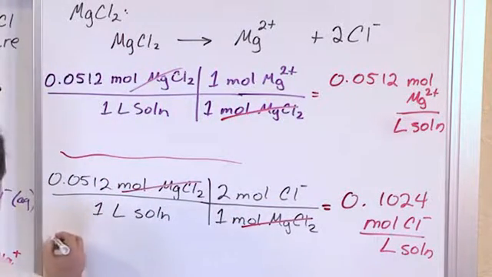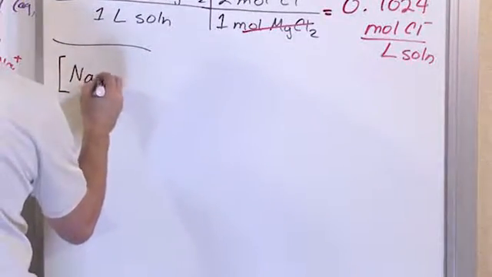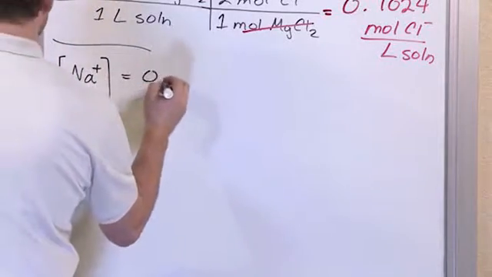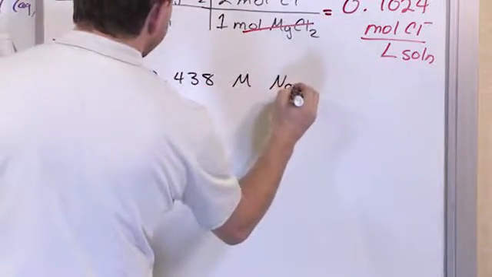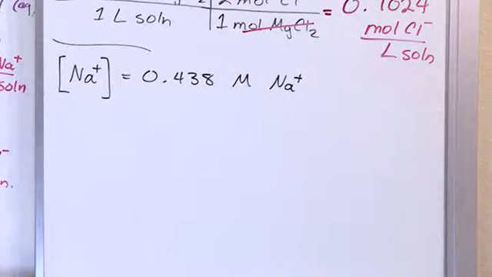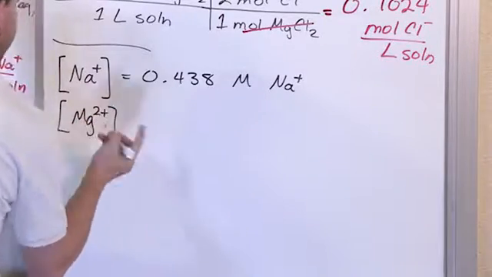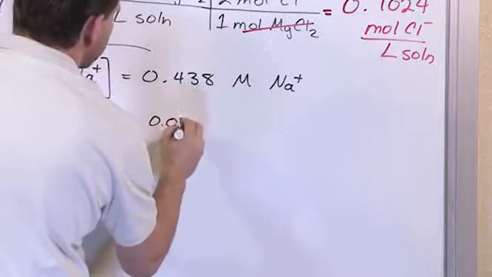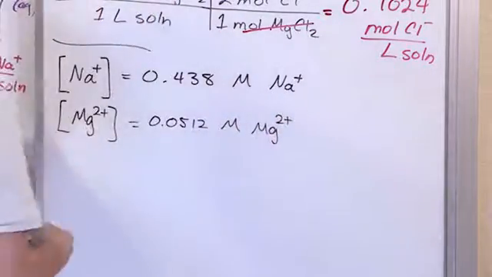So to summarize everything, the way you would write it on your paper, bracket Na plus, this means concentration of sodium ions, is 0.438. And you can write molar Na plus 0.438. It comes directly from the sodium that we calculated right here. I'm just writing it on the board. The next thing we write down, magnesium, the bracket means concentration of magnesium. We calculated that right here, 0.0512 molar magnesium. So that's moles per liter.